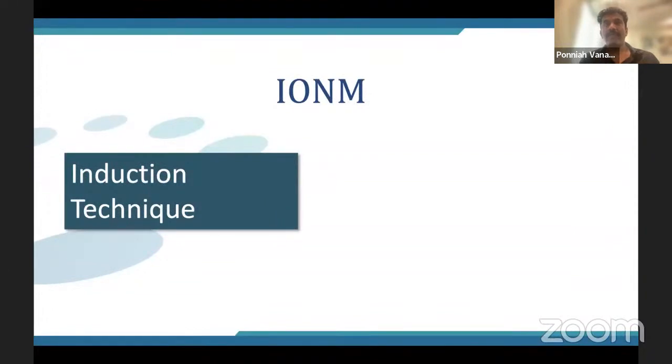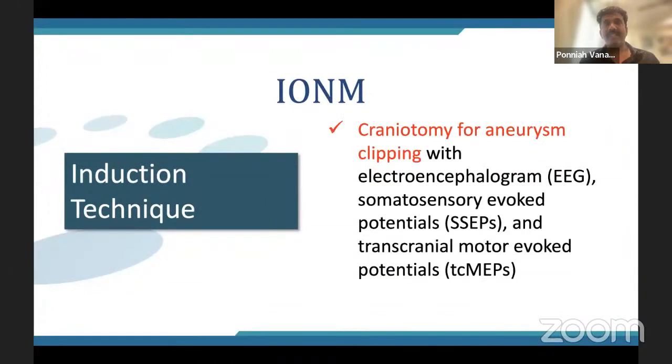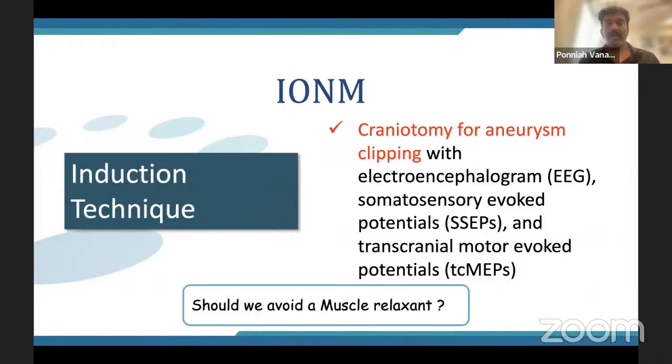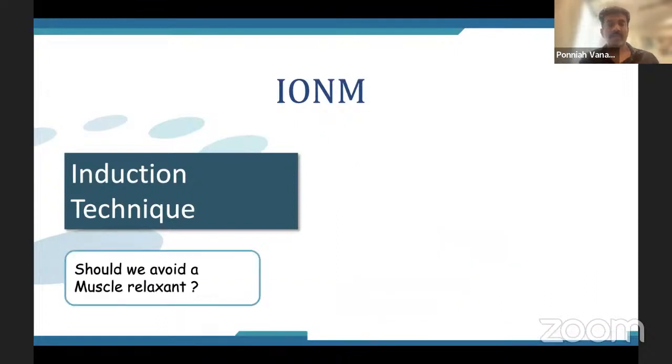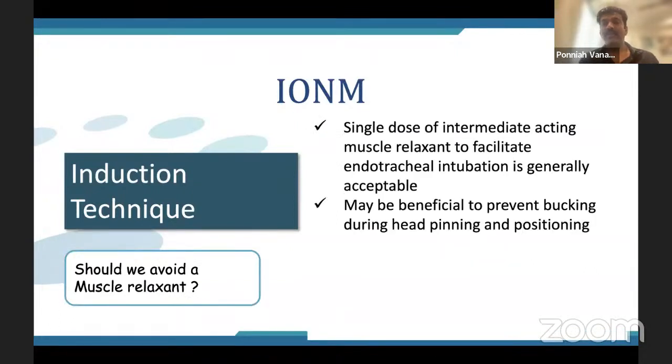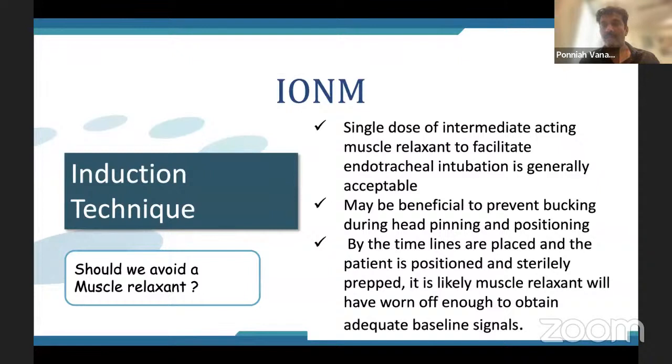So having known this, our primary aim is to facilitate the intraoperative neuromonitoring. The anesthetic technique should not be a hindrance for such an important monitoring, which gives more useful information for the patient outcome. So how do you facilitate that? We don't use only one monitoring, we use multimodal monitoring. And we have a question: should we avoid muscle relaxant? A single dose of intermediate acting relaxant to facilitate endotracheal intubation is generally used. We use that, and it is essential to prevent bucking, to place the patient in head pins and other things.